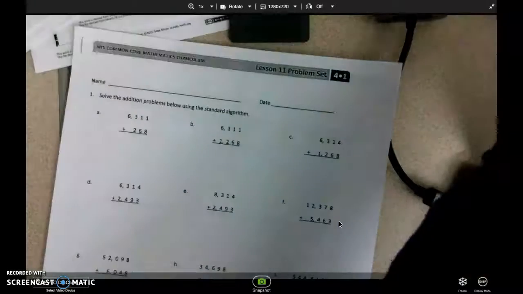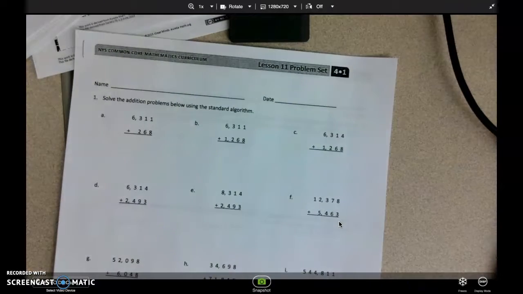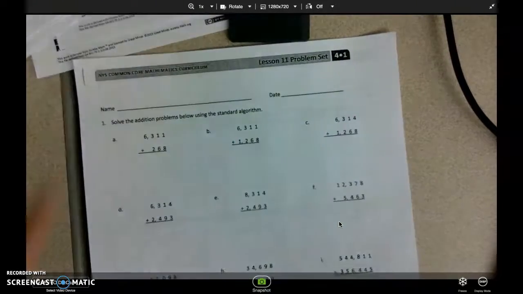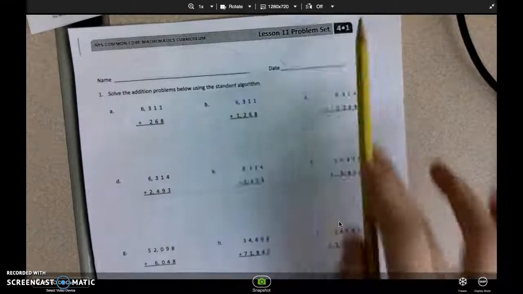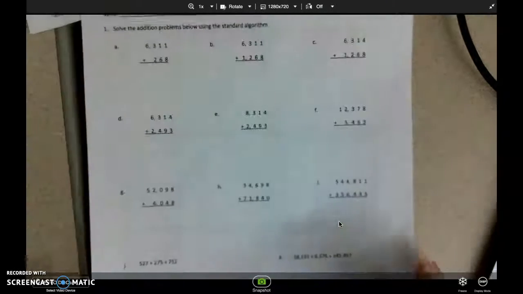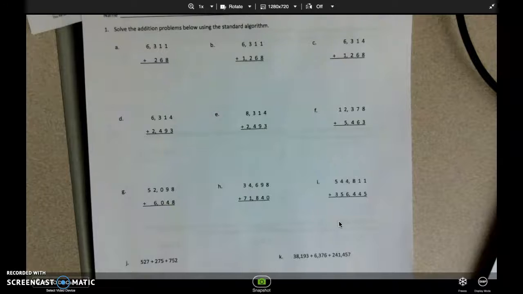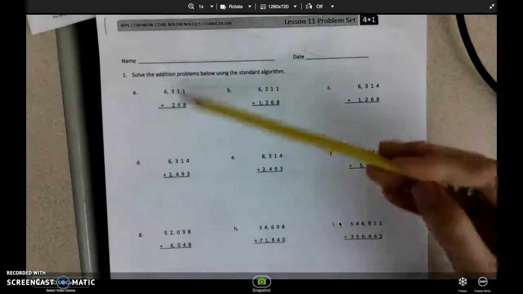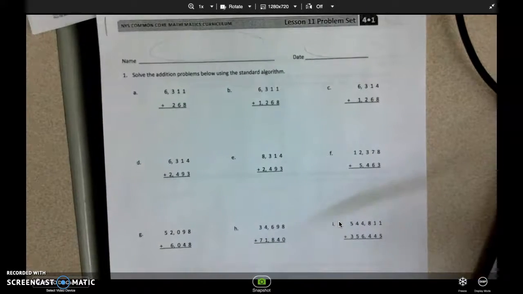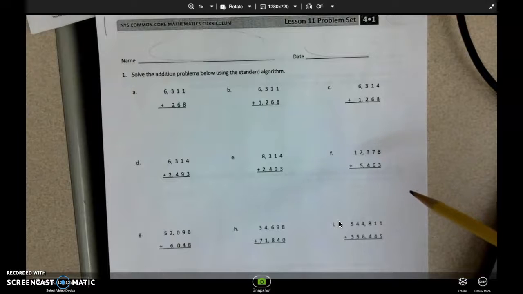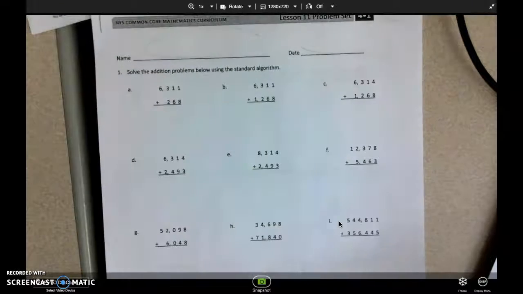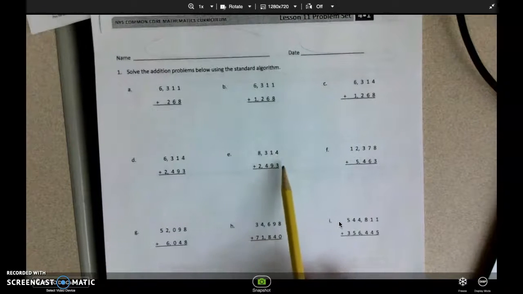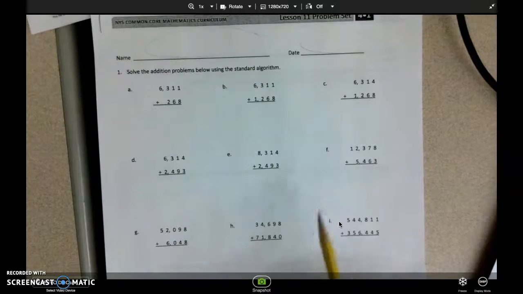All right, so you should have lesson 11 problem set ready to go. And it looks something like this. Make sure that you have your name, date, and number filled out. That way it's ready to go. Now we can see that there isn't a lot of space here. So if you feel like you need more space, then you might want to copy these onto another piece of paper.